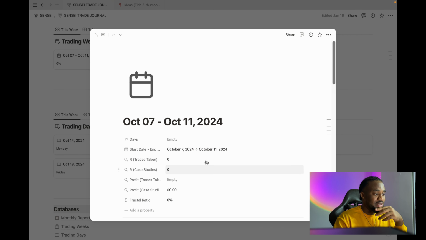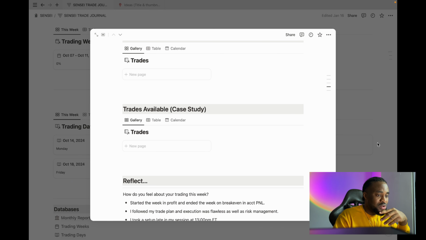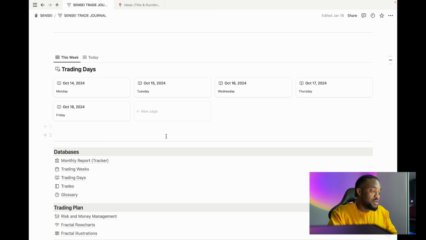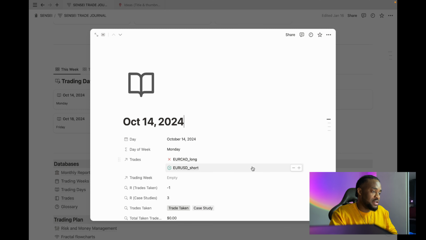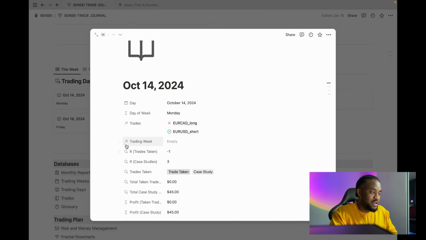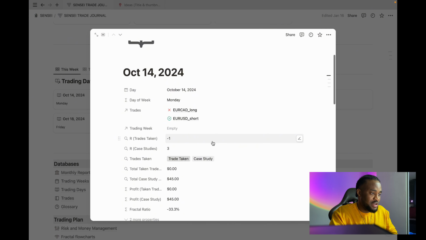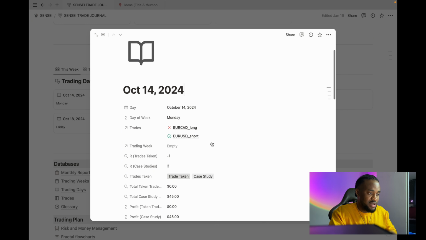This is the weekly section of this journal. Now we go to the next section. So when you come into the trading days, which is the most important section for me, when you click on it, it takes you to this section right here. I can enlarge this, but I think I'll just leave it this way. It makes it more focused.